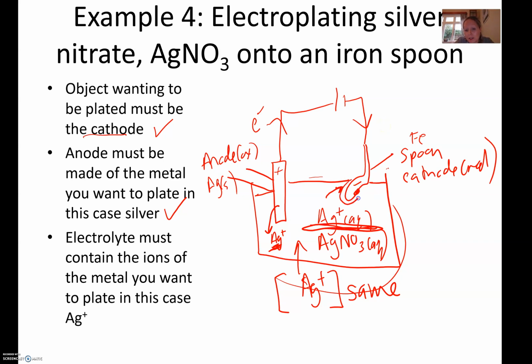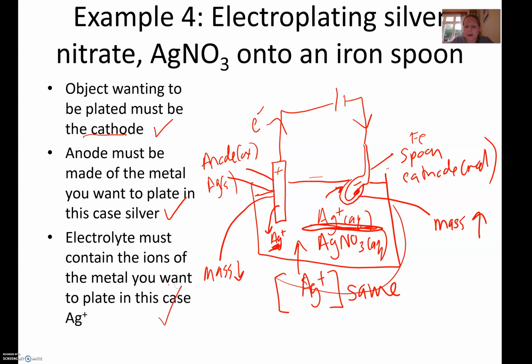So this spoon's going to get covered. Okay, so the mass of the spoon will go up. Okay, and what do you think is going to happen to the mass of this electrode? Hopefully you understand that the mass of this is going to go down, because one atom continually forms ions. And so this is going to deplete, its mass is going to get smaller, and the spoon's mass is going to go up as the silver atoms get plated on it.